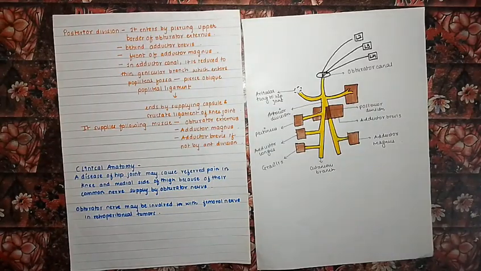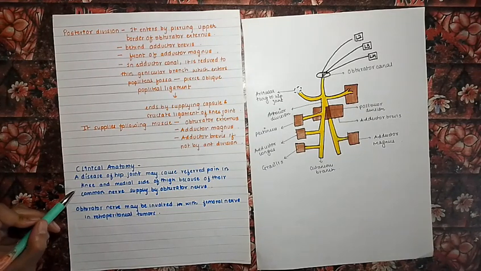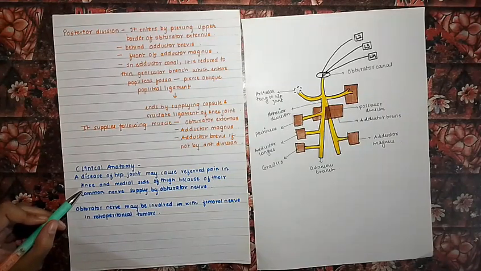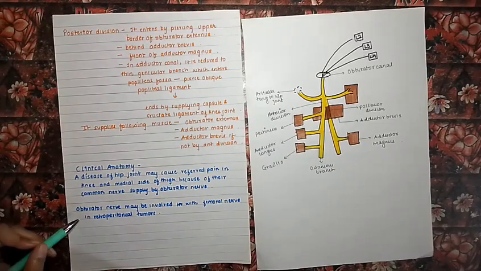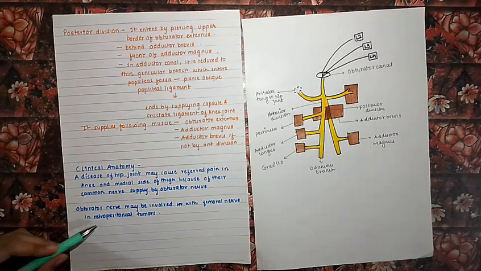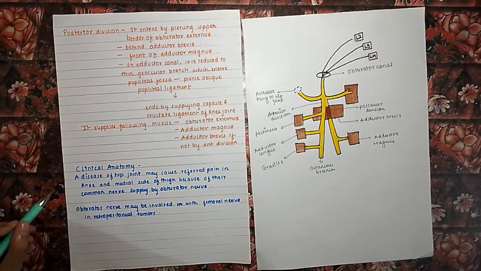Clinical anatomy. Disease of hip joint may cause referred pain in the knee and medial side of thigh because they have a common nerve supply by the obturator nerve. So any disease of the hip joint can cause the referred pain in the knee and medial side of thigh because both are supplied by the obturator nerve. The obturator nerve may be involved with the femoral nerve in retroperitoneal tumors. The tumors behind the peritoneum are called retroperitoneal tumors. The obturator nerve may be involved along with the femoral nerve.